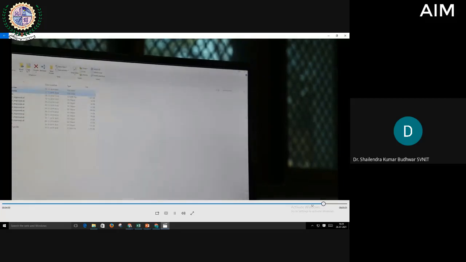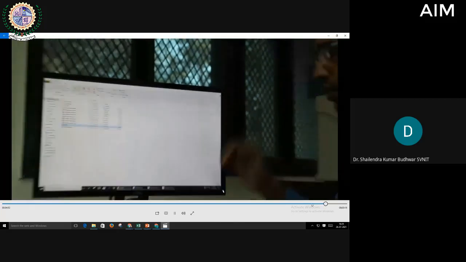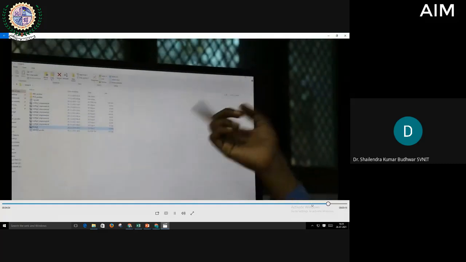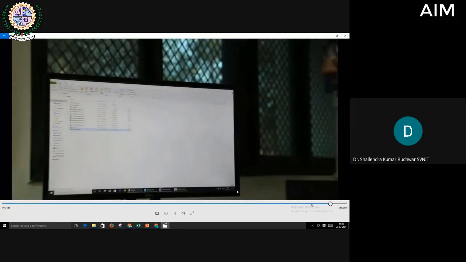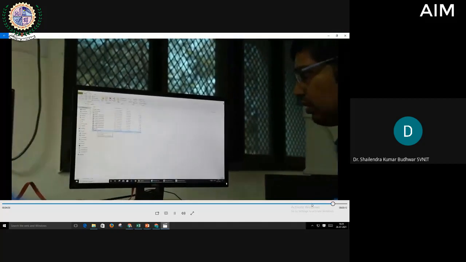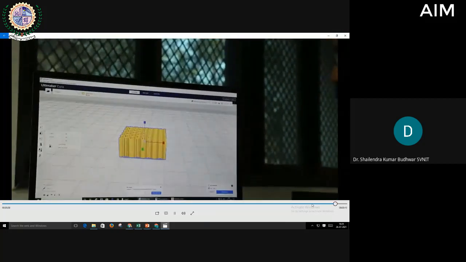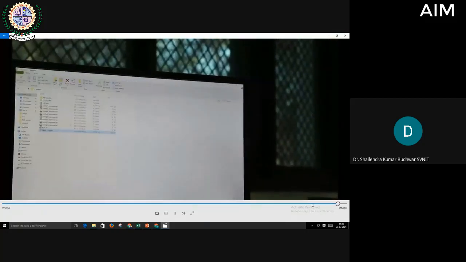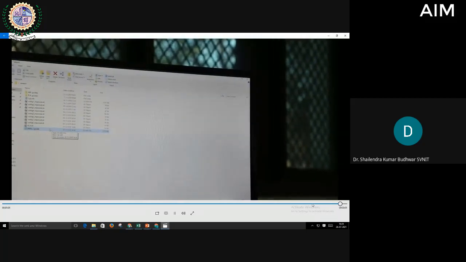So like this way, this is STL file from the CAD modeling software, and this is .G code file from the slicing software. Now you can take this file in a memory card or pen drive and give this input to the machine.